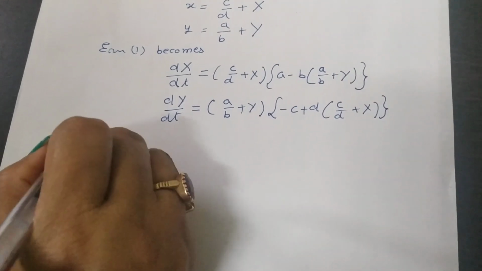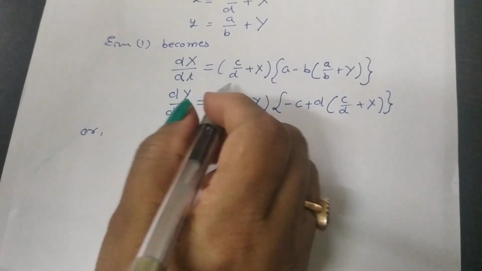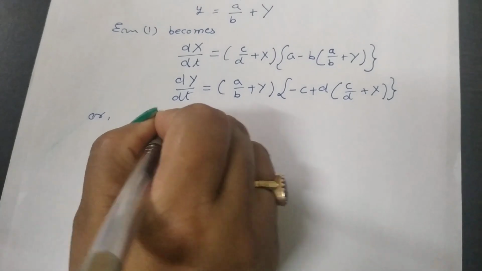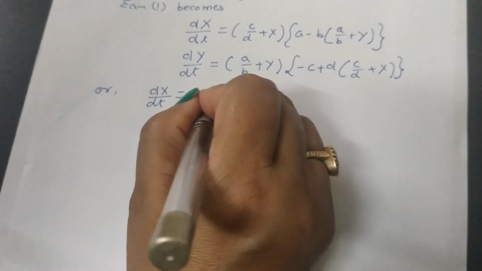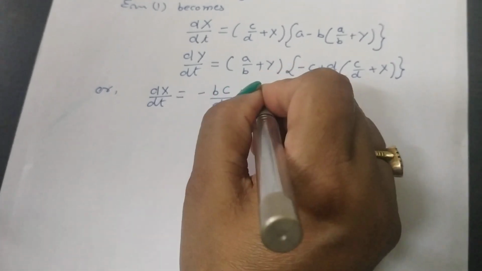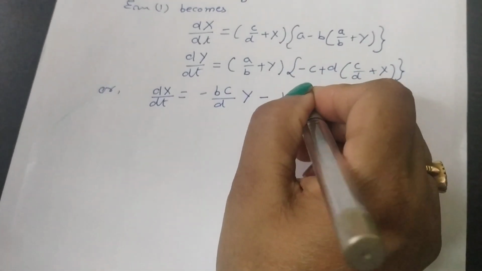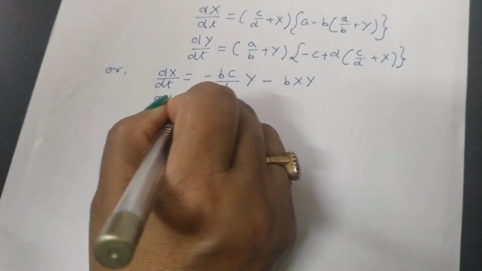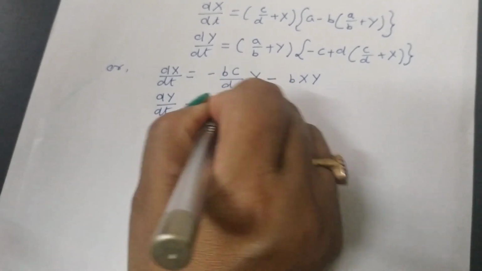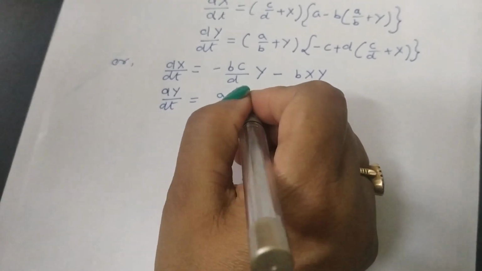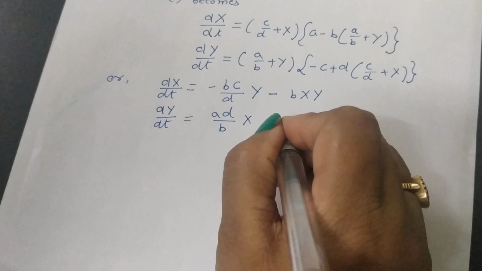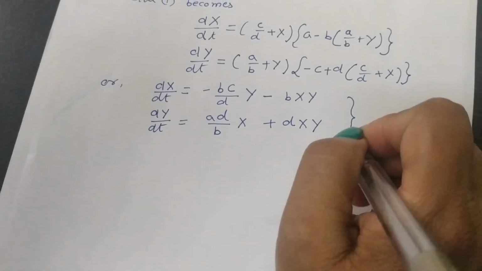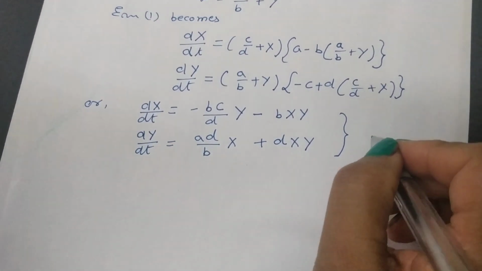Now solving these equations we get dx by dt equal to minus bc by d y minus bxy, and also dy by dt we get ad by b x plus dxy. Let us suppose that the equation number is 2.